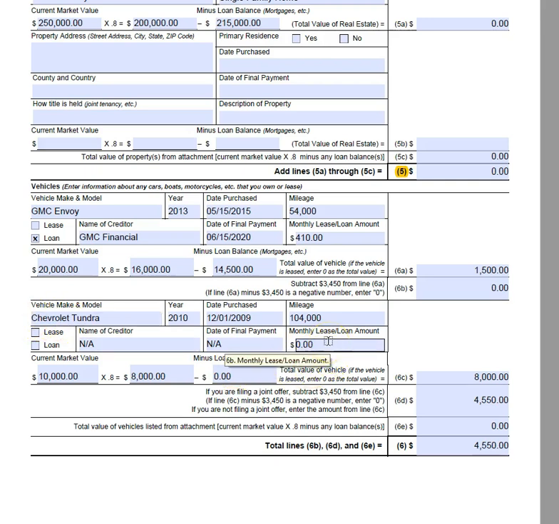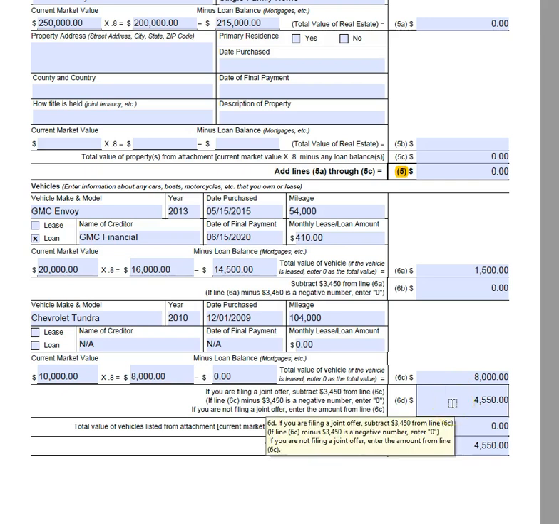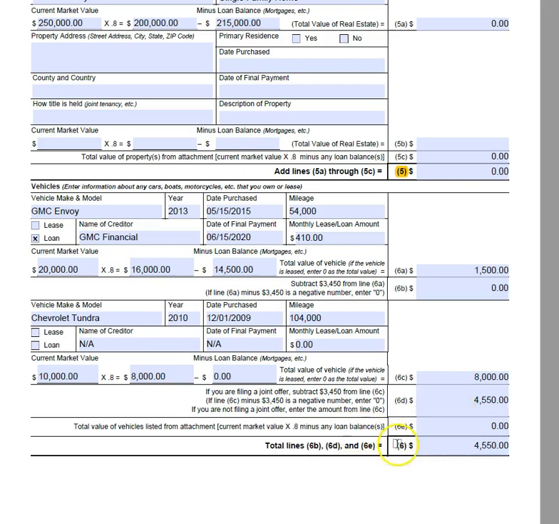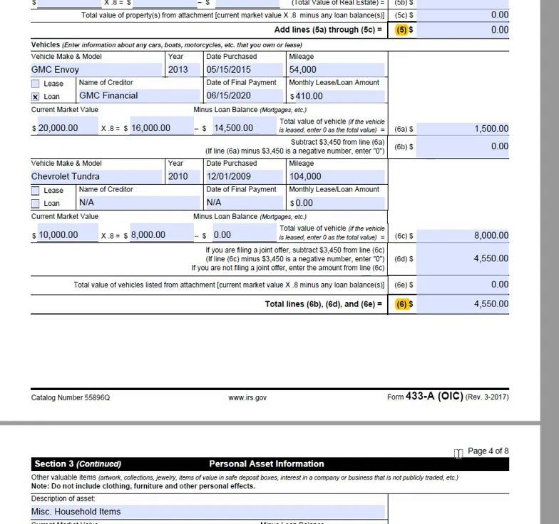This one does not have a monthly loan payment, has a fair market value of $10,000, quick sale value of $8,000. We've brought that over here since there is no loan balance. And it tells you here if you are filing a joint offer, so two taxpayers, then you can subtract $3,450 from the second vehicle as well. If it's not a joint offer, then you have to enter the amount from line 6C. Since we have done a joint offer for husband and spouse in this case, we're going to subtract the $3,450 from the $8,000, giving us $4,550, and then 6E is your other vehicles, and we total all of your columns 6 to bring us to $4,550 for the vehicle assets.